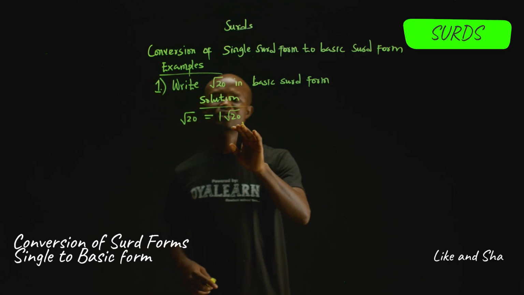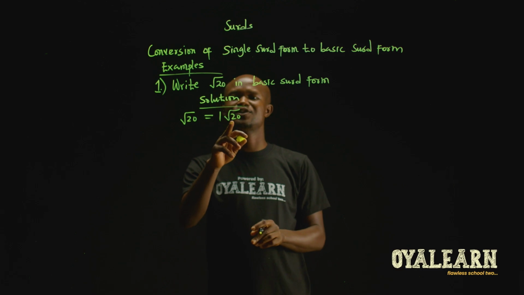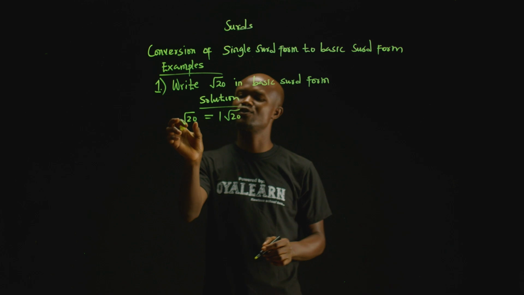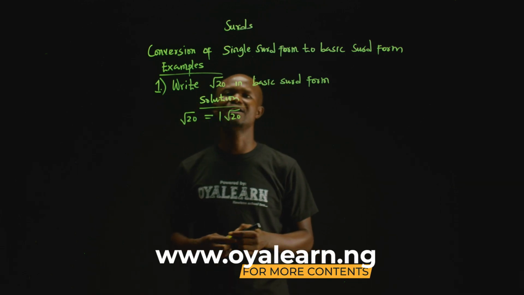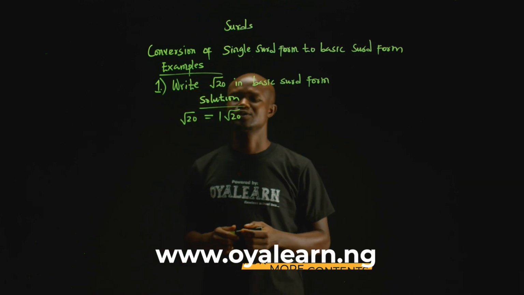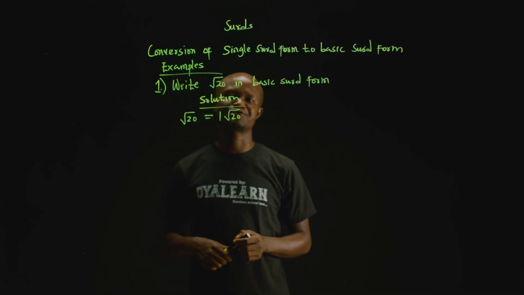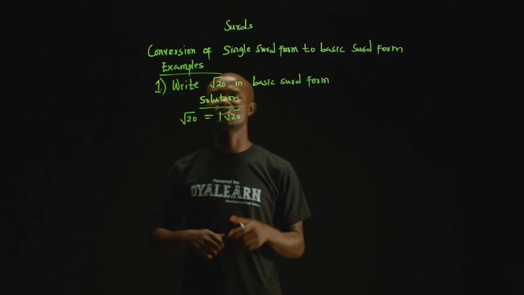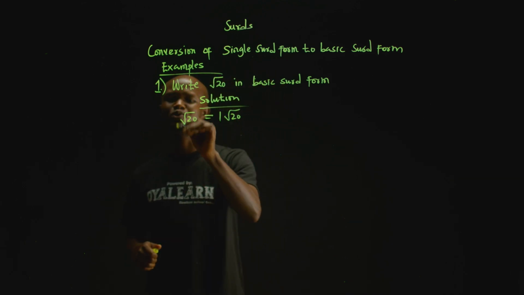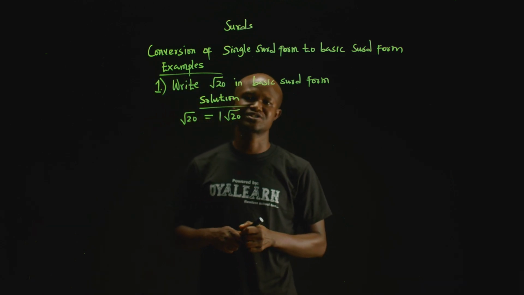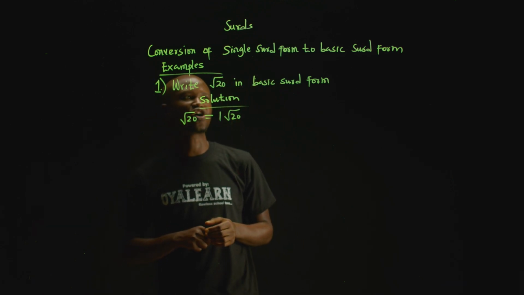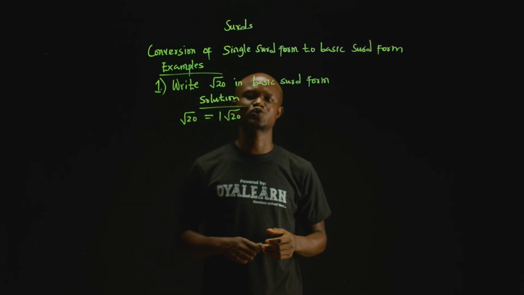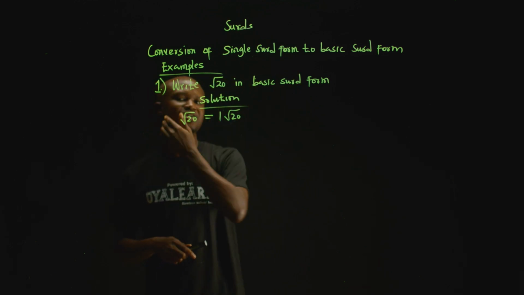Now, we can see that the coefficient of this root 20, that's the number in front of root 20, is 1. Hence, this kind of surd is a single surd form. But in a situation whereby we have a number which is not 1 as the coefficient of the whole square root, then such mathematical expression is called a basic surd form. Now, I want to express square root of 20 in the form of basic surd form.